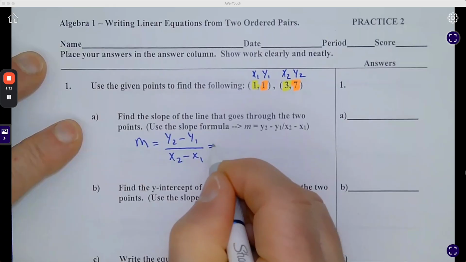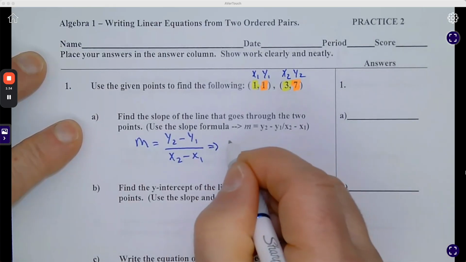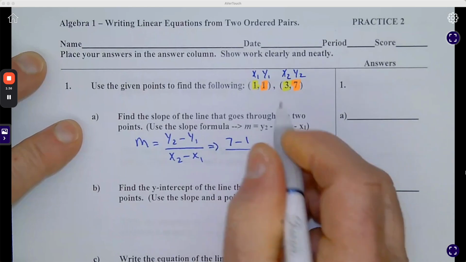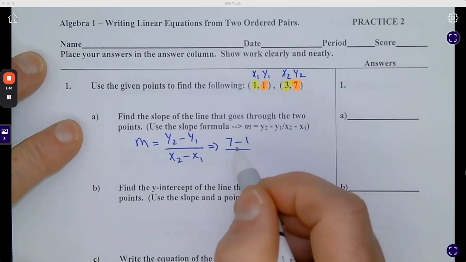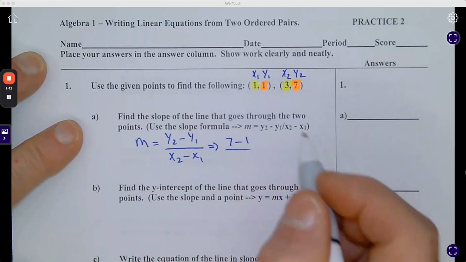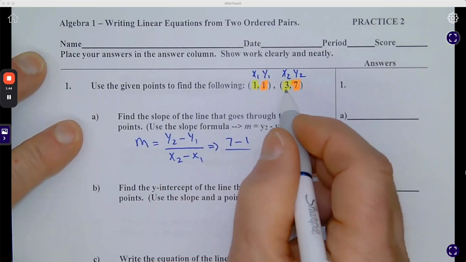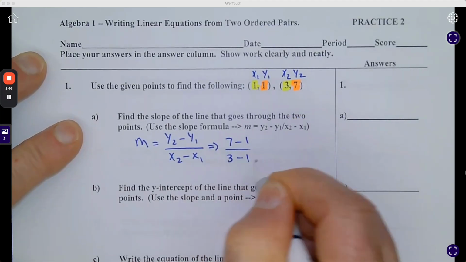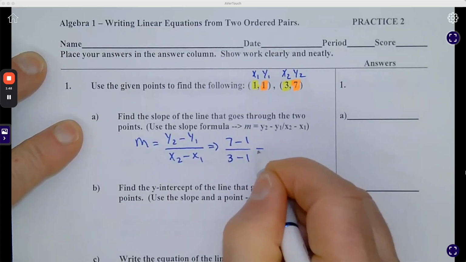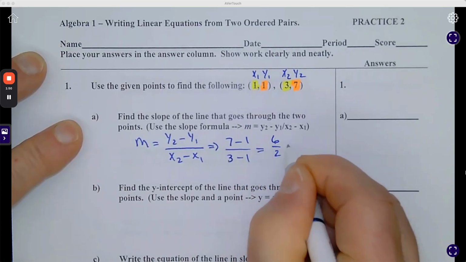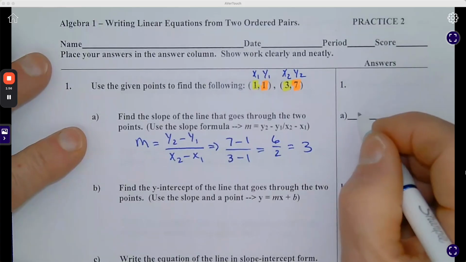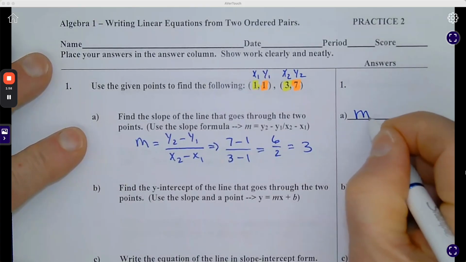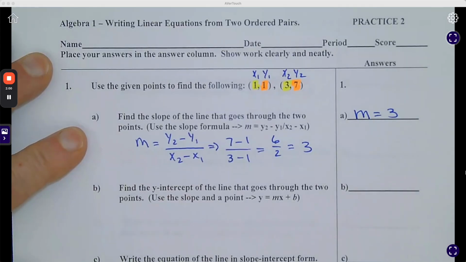So I start with the top. The top is y2, 7 minus y1, 1. Sorry, I did the math in my head. It's 7 minus 1, divided by x2, 3 minus 1, because x1 is 1. Simplify the top. Simplify the bottom. Woo! You can leave it as 3, or you can leave it as 3 over 1. That's your choice. So I'm going to write m equals 3.